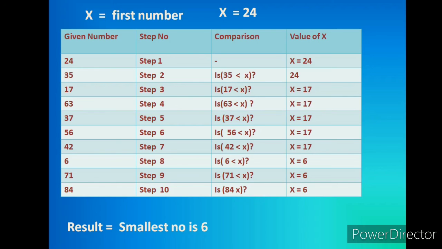So here we have made 9 comparisons for 10 elements. So always keep in mind, if there are n numbers in the list, then we have to make n-1 comparisons in the list to find the smallest element from the list.